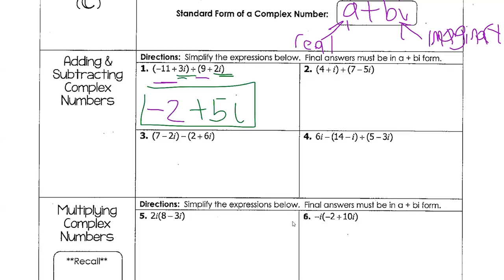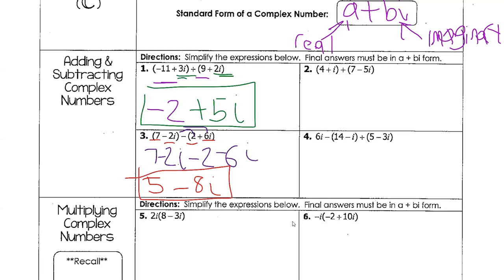Let's look at number 3, a subtraction. Just be careful, especially with subtraction questions. You either want to distribute and rewrite it, because you're subtracting both parts, or you want to go through it one at a time. So if you do your real part, if you look at the original, 7 minus 2 would be 5. And then -2 minus 6i would be -8i.